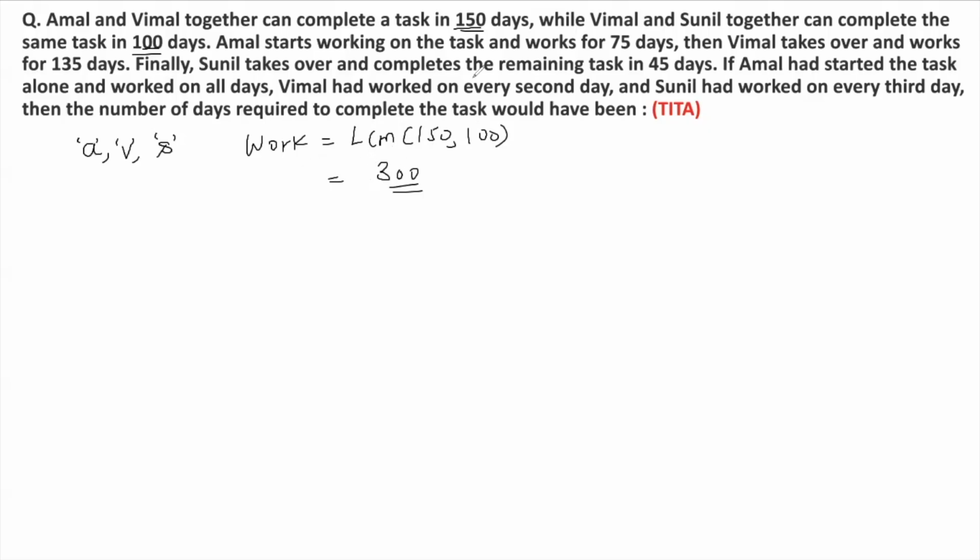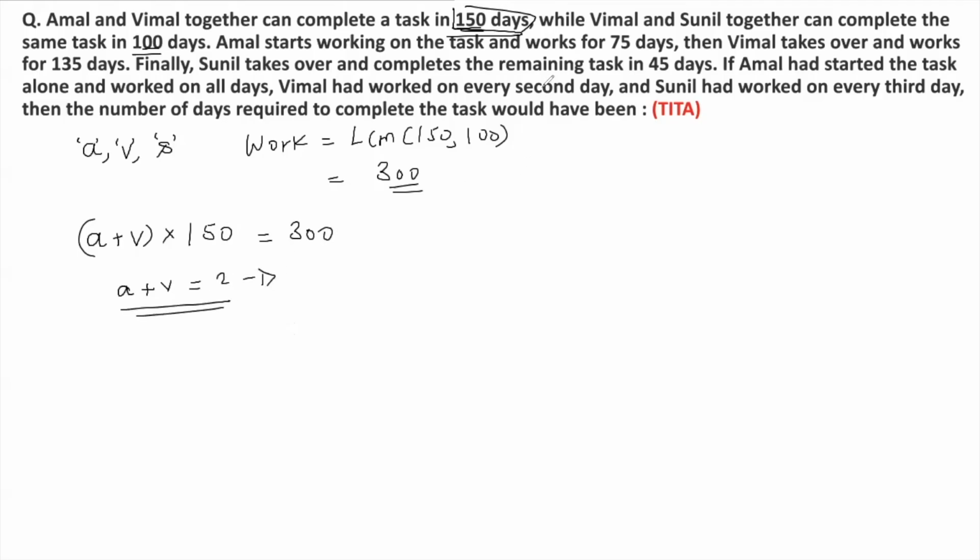Okay. Now, Amal and Vimal together can complete a task in 150 days. So Amal and Vimal, when they work together, their efficiency will be A plus V, right? Like this, they work for 150 days. The work done is A plus V into 150. And this work is 300 units, right? So that gives me A plus V is equal to 2, dividing both sides by 150. Let's call this equation 1.